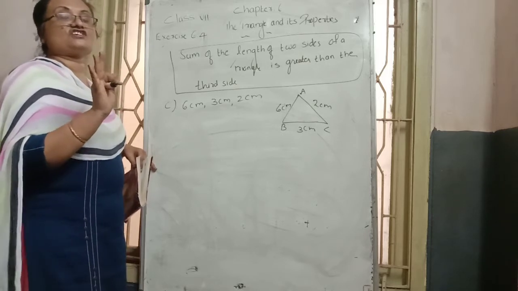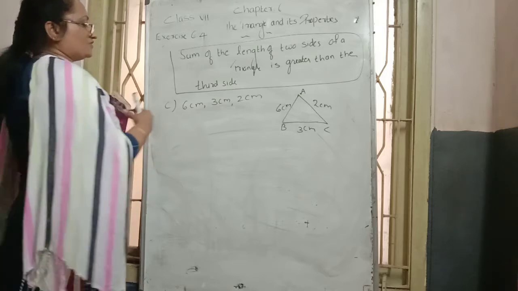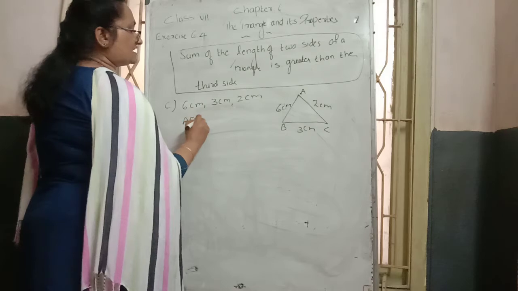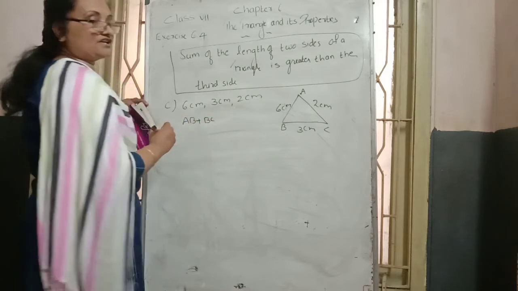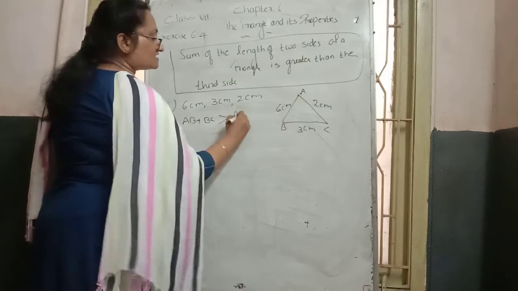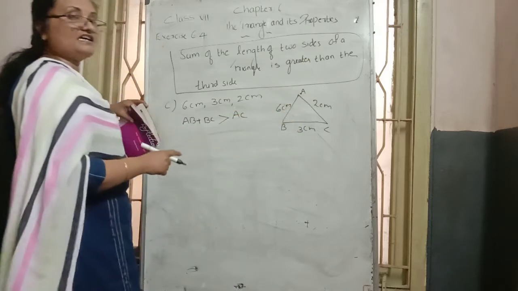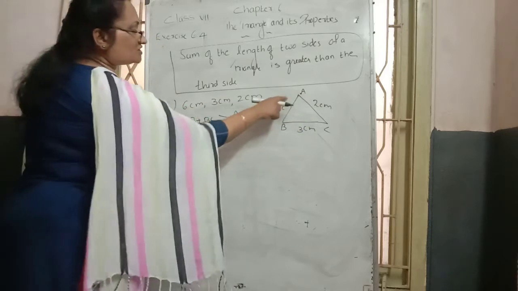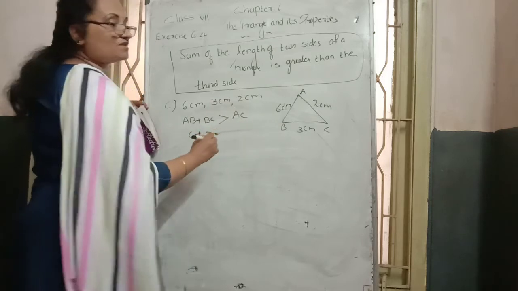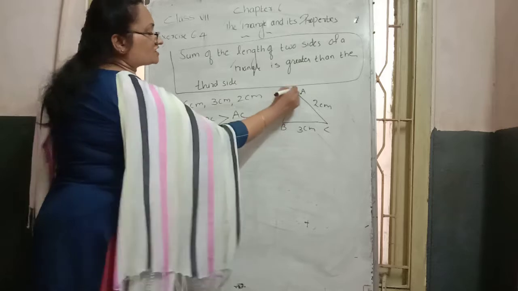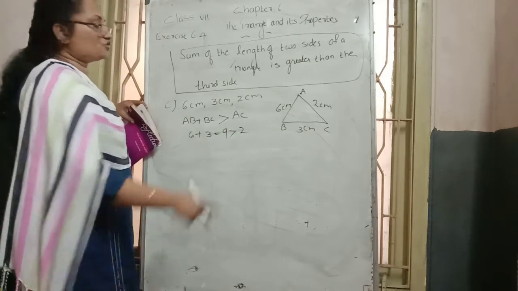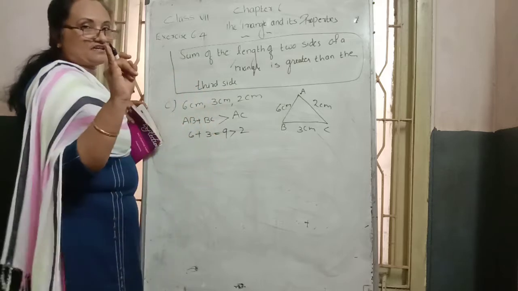First we check whether the 3 ways are possible or not. First way: we consider AB and BC as the sum of two sides. Then check whether that value is greater than the third side. Now we consider AC as the third side. AB is 6, BC is 3. 6 plus 3 becomes 9. 9 is greater than the AC value. Yes, 9 is greater than the AC value 2. So the first case is okay.